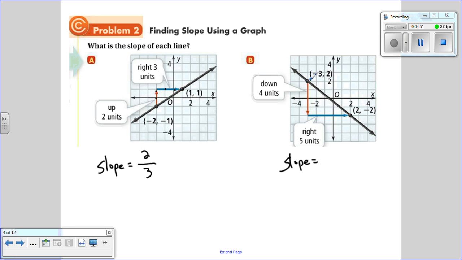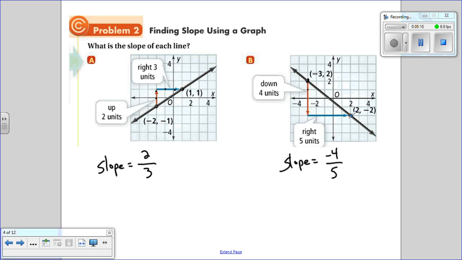Here, we start at this point. And in this case, we go down. So we go down 1, 2, 3, 4. So that's a negative 4. And then we go over to the right, 1, 2, 3, 4, 5, positive 5. So our slope is negative 4/5.